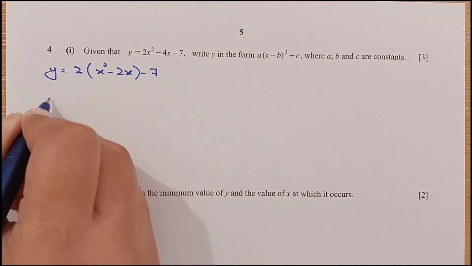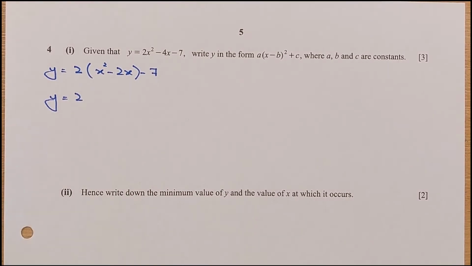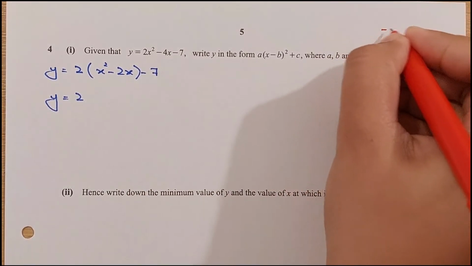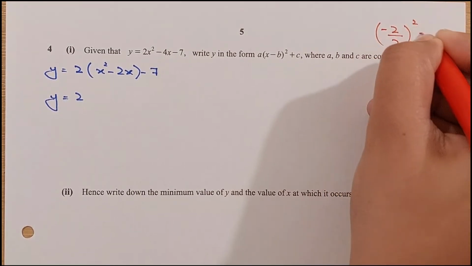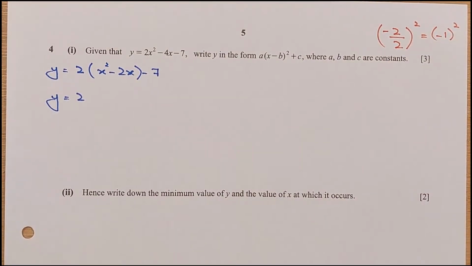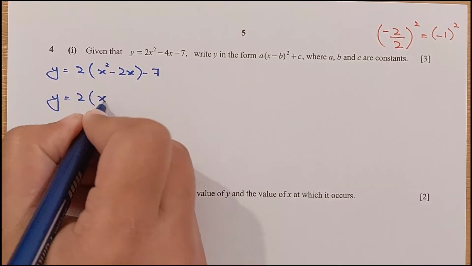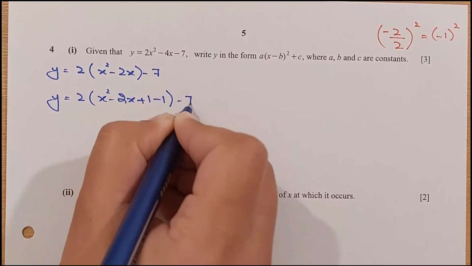and the third term is the same, right? Y equals 2. We have to take the coefficient of x, this is negative 2 divided by 2, and take its whole square. So this is minus 1 whole square. So this is 1. So add and subtract 1 inside the bracket. So x square minus 2x plus 1 minus 1 minus 7.